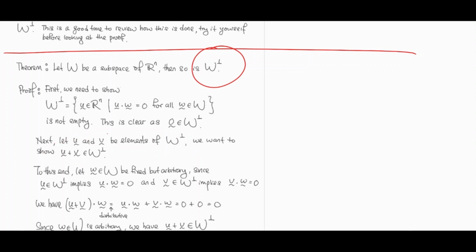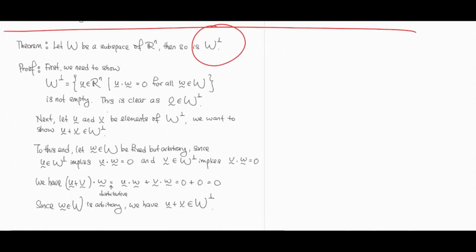So this is not very difficult to do. You know that u in W perp means u dot w is equal to 0 for all w in W. v in W perp implies that v dot w is equal to 0 for all w in W.